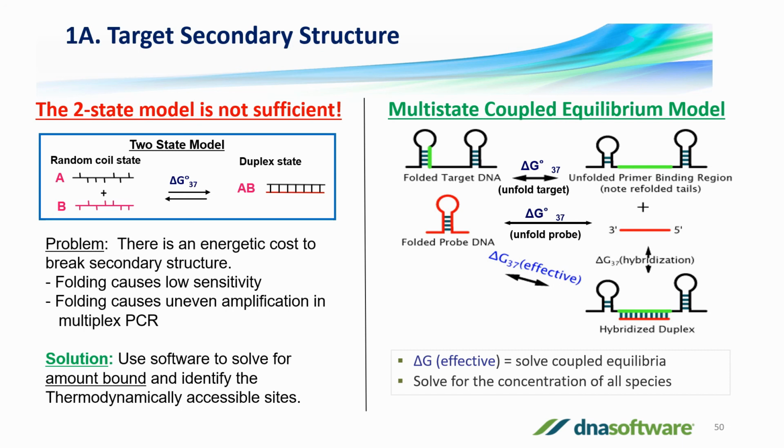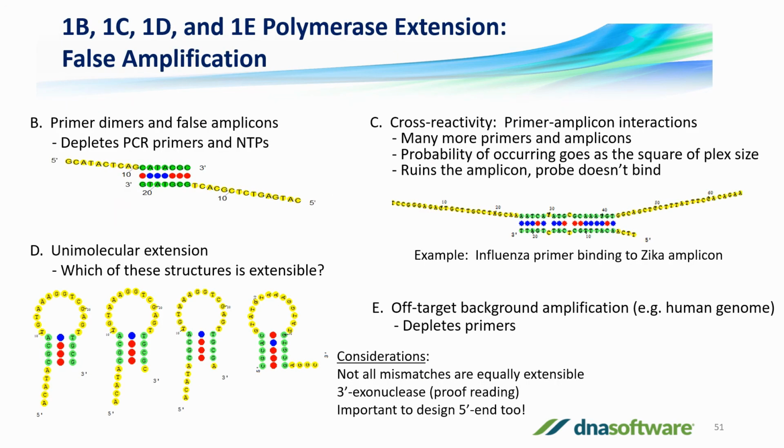In addition to the target being folded, the primer or probe itself can be folded. And again, before the primer can bind to the target, the primer needs to unfold. And that is also a slow reaction. All right, so at DNA Software, we take this into account, the competition between folding of single strands and hybridization of the two strands, in what we call the multi-state coupled equilibrium model. This model is one of the strengths of our software, and that is important for accounting for false negatives that occur in reactions.